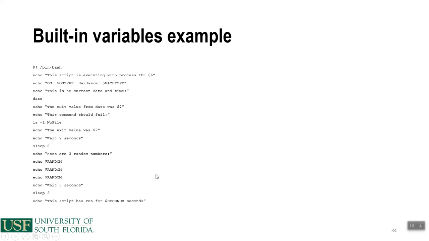Here's an example script. So right here, what we've got is the shebang /bin/bash, so you don't have to call bash each time from the terminal. Echo, this script is executing with process ID. So this is a built-in variable right here. Echo, the OS type, and then the hardware, the machine type. And you can see all of the different types of built-in variables that are available. So you can go ahead and get the date. Echo, the exit value from the date was this. This is the command should fail here, and start to run other commands as well.